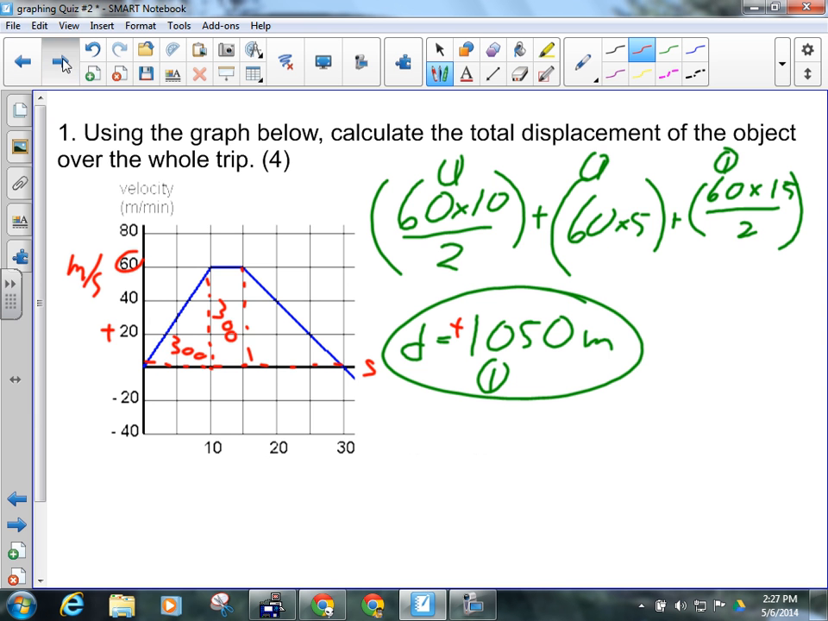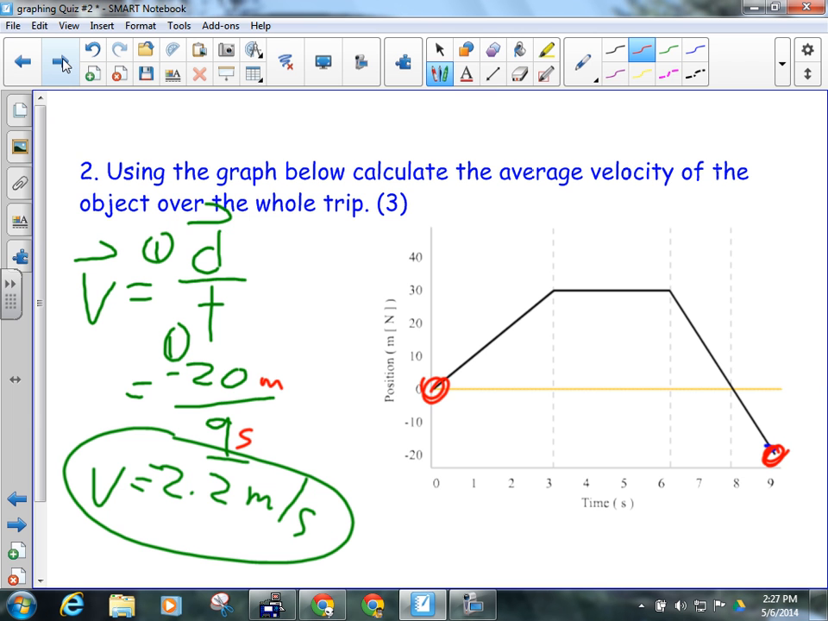Second one is a position versus time graph. So if I want to find the average velocity, it is always total displacement over total time. Displacement from a position versus time graph is final position minus initial position. The final position is -20, the initial position is 0. Therefore, the overall displacement is -20 meters.